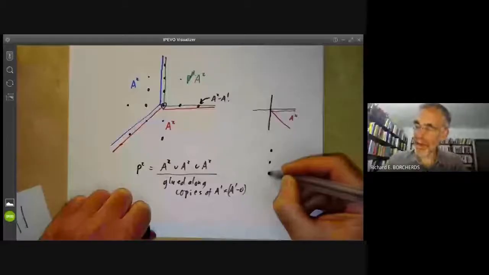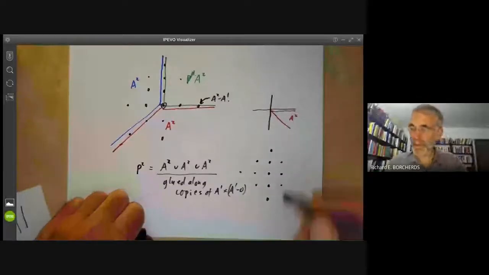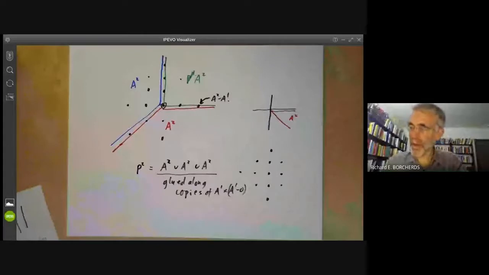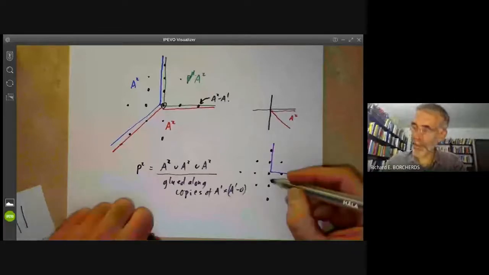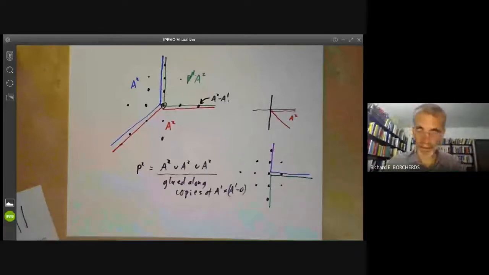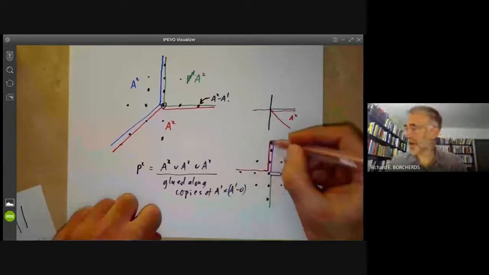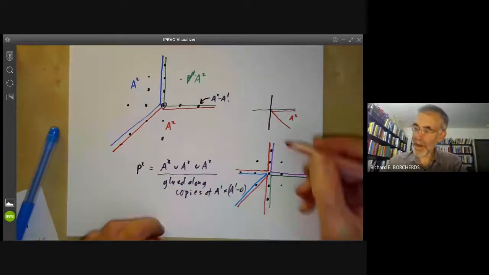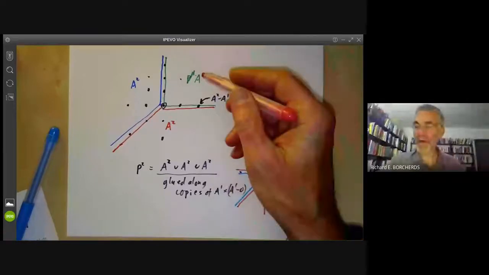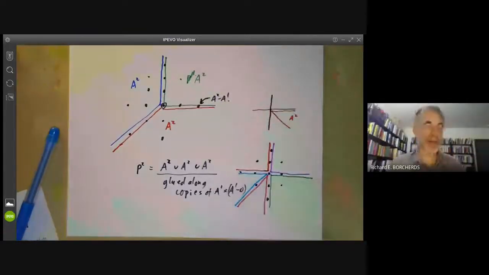Well, we can do other things. For example, we can take the following cone. Let's take a cone here, a cone here, a cone here, a cone here, and a cone here. So this has got by gluing together five copies of A2 along something or other. So what's this? Well, you can go and figure it out for yourself.